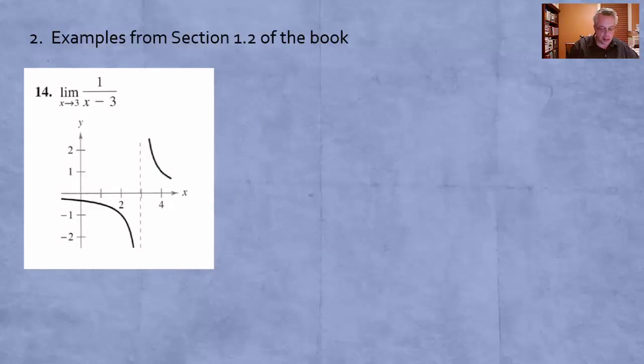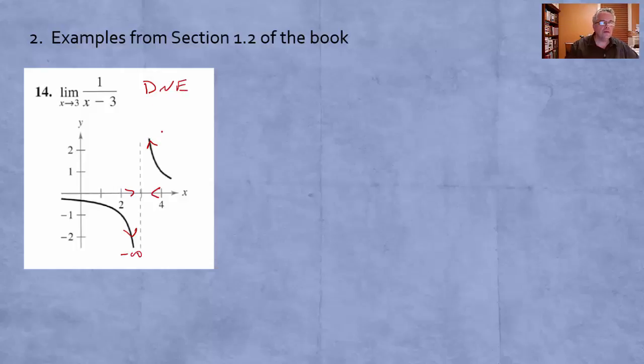Okay, hopefully you're getting a feel for this. It says find the limit. This is not going to exist because there's an asymptote there. From the left, as we approach 3, this is going down to negative infinity. And as x gets closer from the right side, it's approaching positive infinity. So this does not exist.